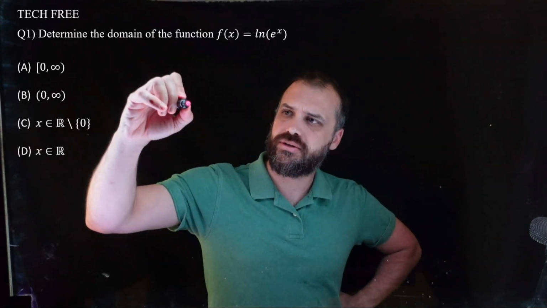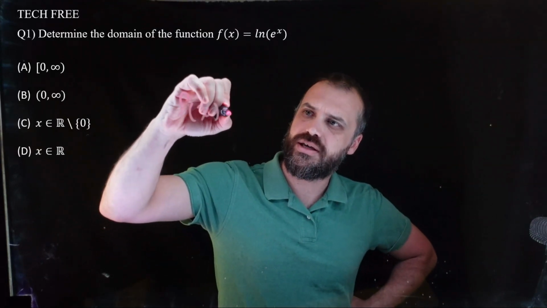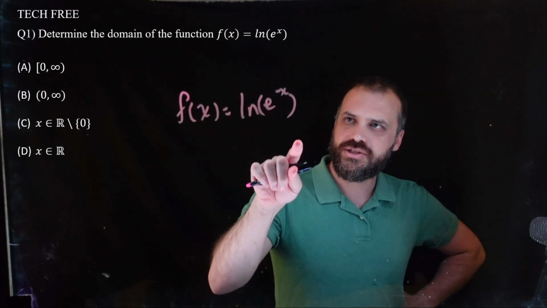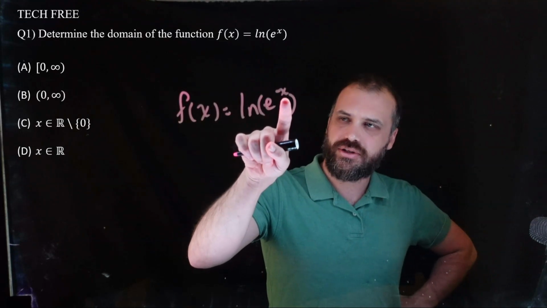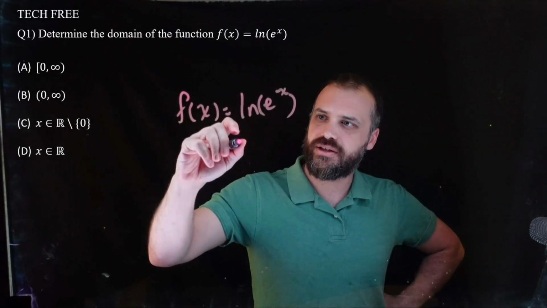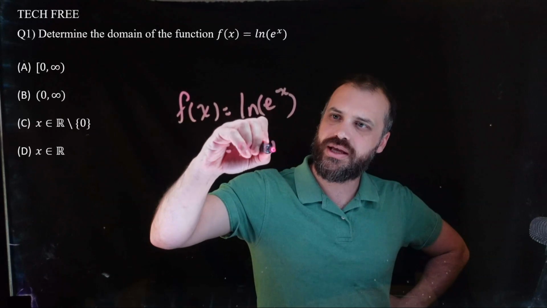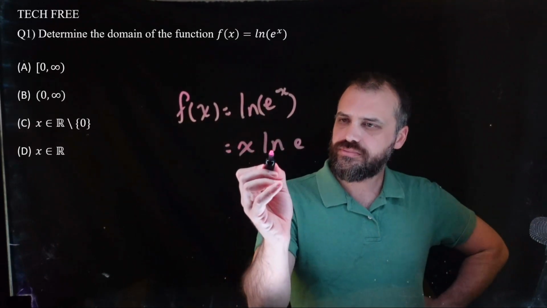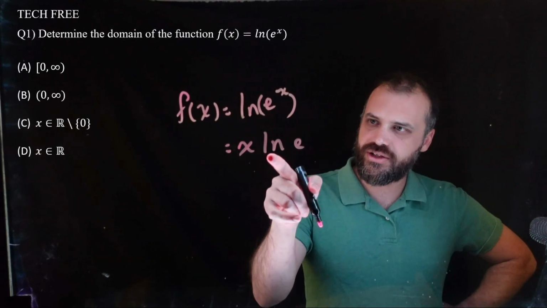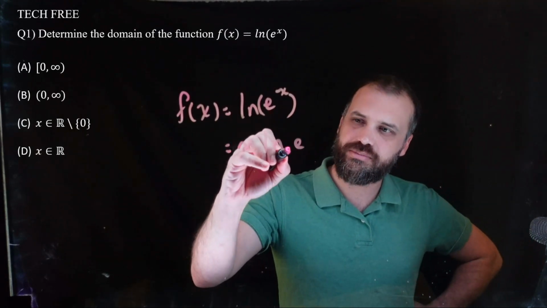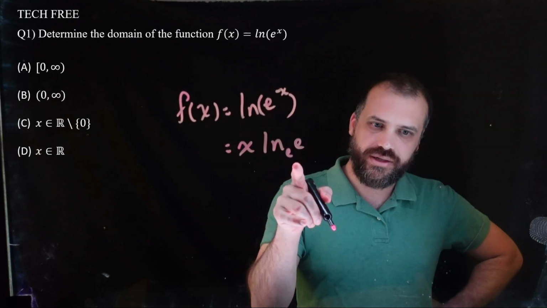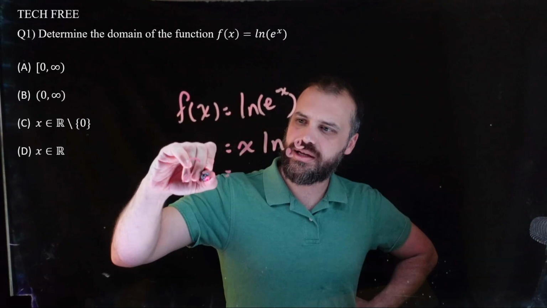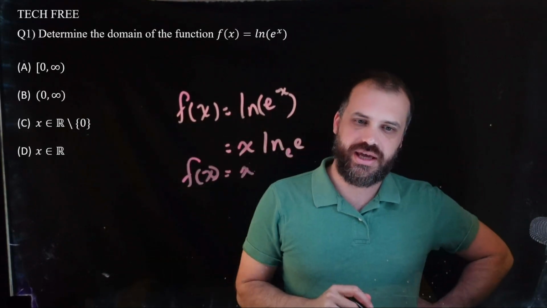So f of x equals ln e to the x. If I've got a power of a logarithm, that power can come out the front: x ln e. Now you should know that the value of ln e, that's log base e, is 1, right? So x times 1. In other words, what we're looking at is the equation f of x equals x.